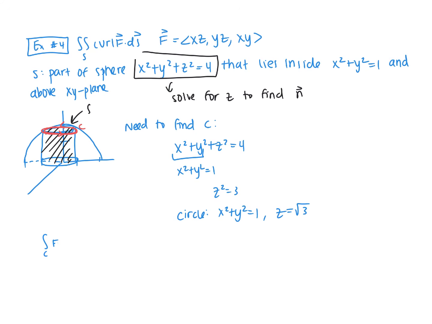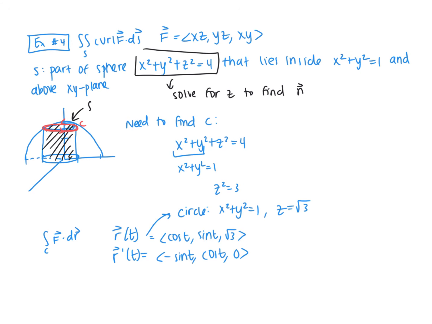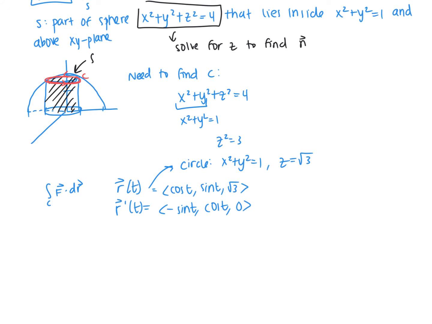So we are going to treat this as a line integral. Our r of t, based off of that circle that we just found, is cosine of t, comma sine of t, comma root 3, which means our r prime of t then is negative sine of t, cosine of t, 0. So then, surface integral of curl of f dot ds. Stokes' theorem tells us that we can do this as a line integral of f dot dr.